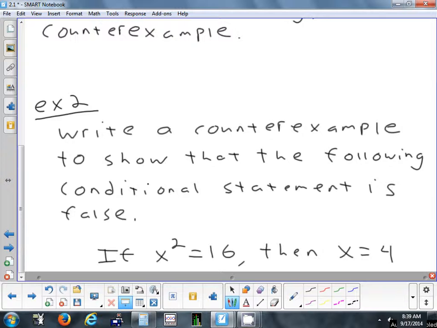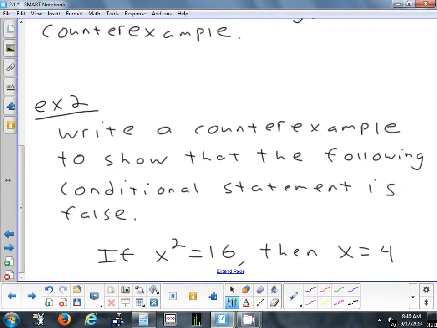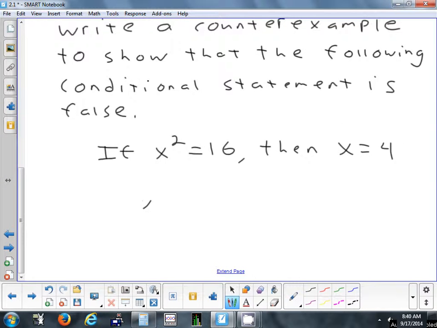Anthony? It could be -4. Right, it could be -4. Okay, so x could be -4, and -4 squared is 16. So this is a counterexample proving that this statement up above is not always true.